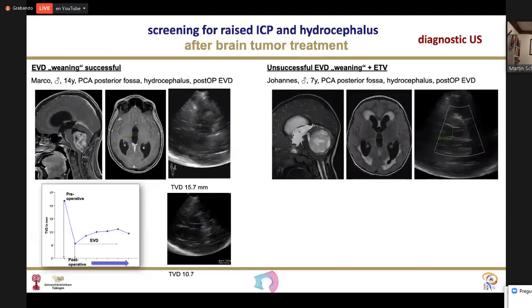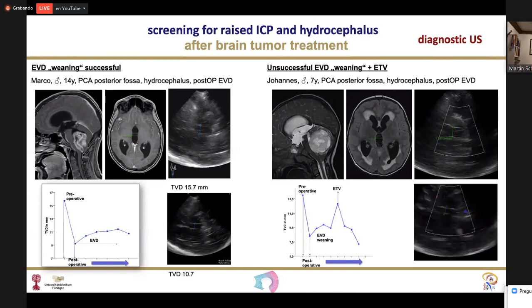Different example, another pilocytic astrocytoma after removal of the tumor, we raise the EVD, and after clamping the EVD, we get an immediate increase of the TVD. We do an ETV, and the TVD comes down in the following days, and this is the TVD at the time of discharge, which is remarkably smaller. You can compare with the scan immediately above. So for postoperative management, we don't need scans anymore. We just use the ultrasound to see whether we successfully wean the children. And the same happens, of course, with ONSD. At the time of high ventricular pressure, we will have an increase of ONSD.